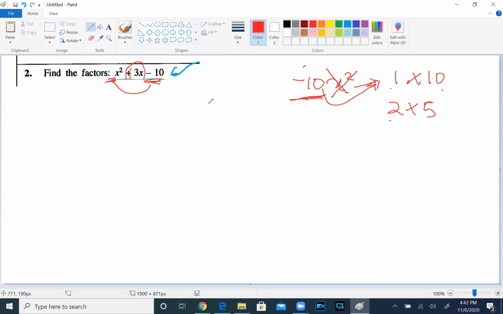Next, this is minus 10. To get minus 10, the signs should be different, because plus into plus equals plus, and minus into minus also equals plus. So it should be minus into plus or plus into minus. It should be different signs.